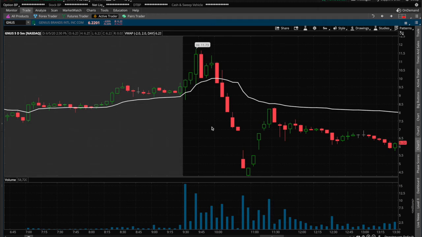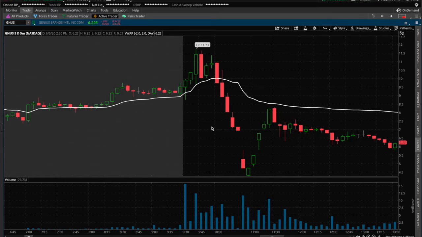Hi guys, so today I'm going to be talking about VWAP, volume weighted average price, what it is and how you can use it to your advantage when day trading. The volume weighted average price, VWAP, is commonly used by day traders on intraday charts, and it is an indicator that traders use to help them see what the average price of a stock is during a given day.